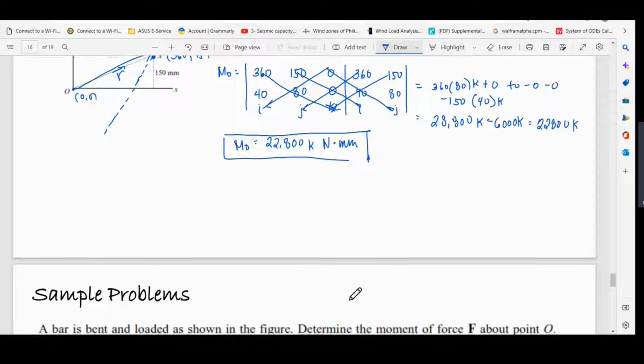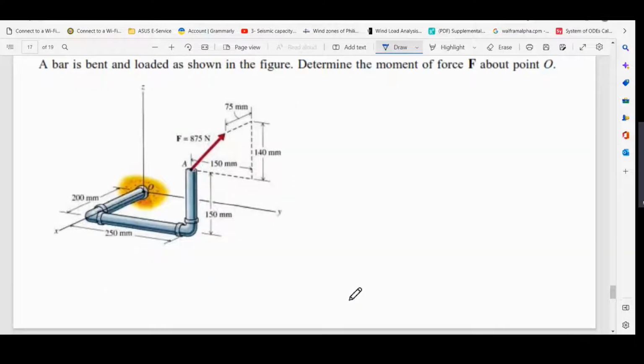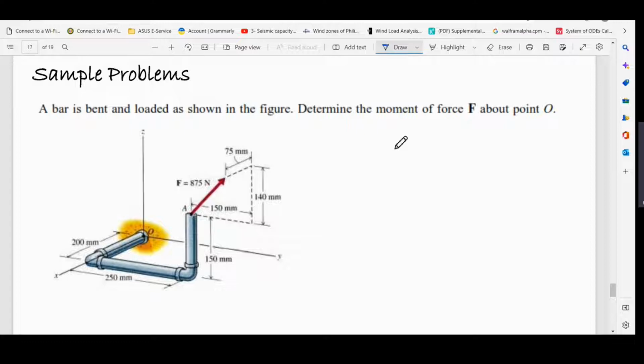Next, a bar is bent and loaded as shown in the figure. Determine the moment of force F about point O. So we have here a bar that is bent and loaded with a certain force F that has a value of 875 Newton. Okay? So determine lang natin yung ating moment referring to point O. So again, the moment at point O is equal to the position vector r crossed by the Cartesian vector form of our force F.